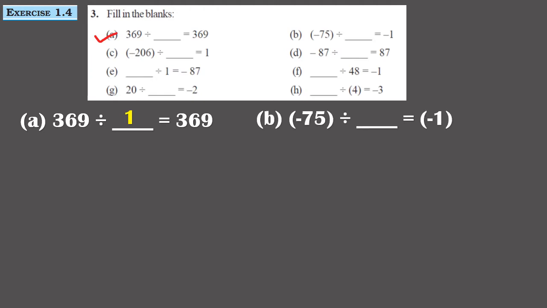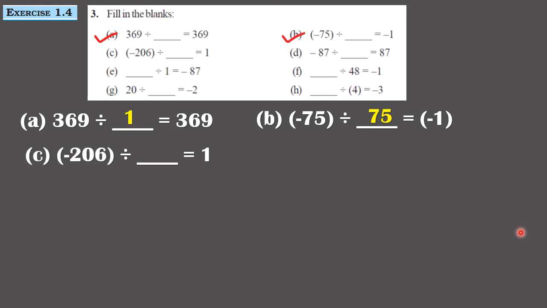Now minus 75 divided by dash equal to minus 1. So answer is negative and this is negative. So this number should be positive. Then only negative by positive we will get negative. So minus 75 and it is 1 here. So minus 75 by plus 75.